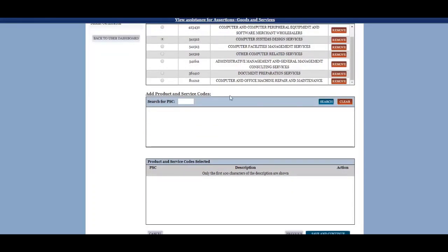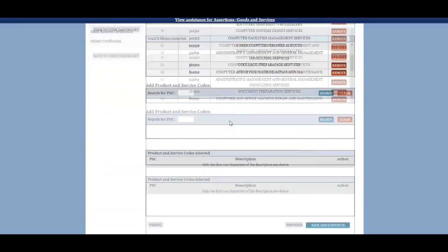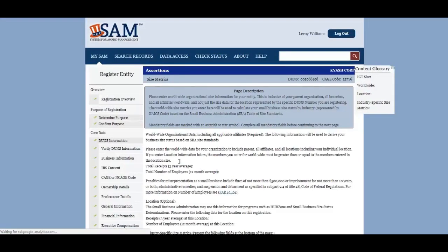Okay. Add product and service codes. We have none. Products and service codes selected, none. So we're going to leave this page as it is and click save and continue.